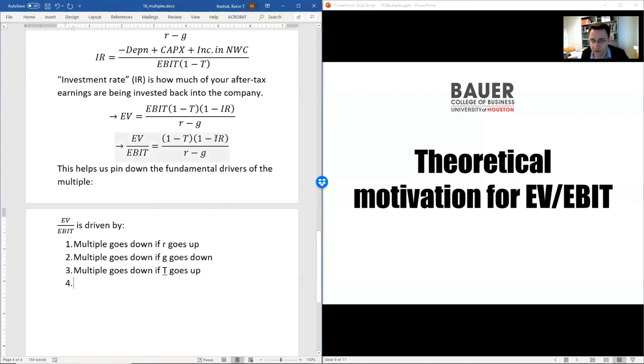And then we have the last driver here, this investment rate. If you're putting more of your money back into the company, your investment rate goes up. That means that you're going to have a lower multiple. If this thing goes up, then this whole term goes down. That means your multiple goes down.